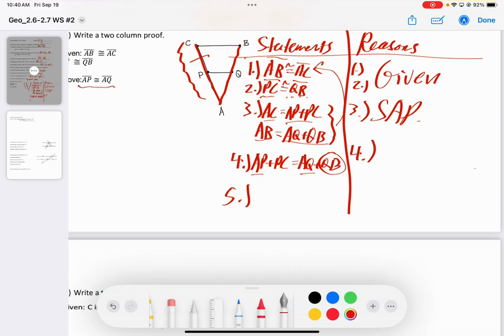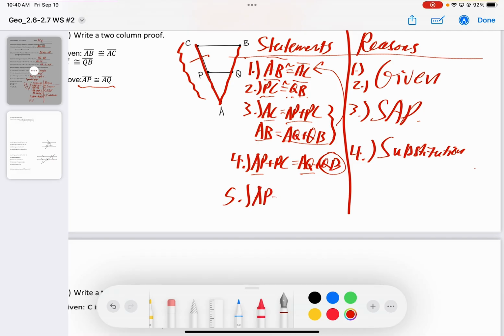What property would we use for number 4, by the way? Substitution, good. Did you do that? I see substitution property, or was that subtraction? I said substitution. No, that's subtraction. Oh, how do you know that? Brother, that's subtraction for sure.